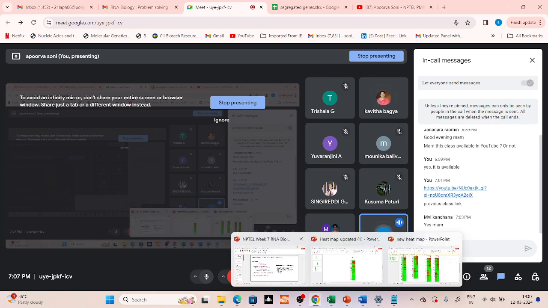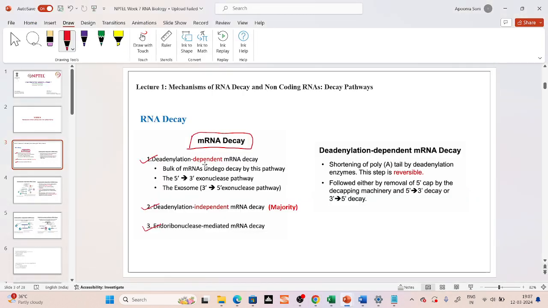So Kavita has very correctly told that deadenylation means the removal of the poly A tail. That means the adenosine which is getting attached at the 3' end, that is getting removed. That is deadenylation. So deadenylation dependent means that this particular pathway is dependent on the removal of the poly A tail. Independent means, which is the majority used pathway, it does not depend on the removal of the poly A tail. And the third one is the endonuclease.